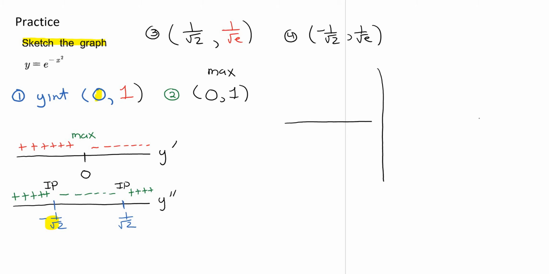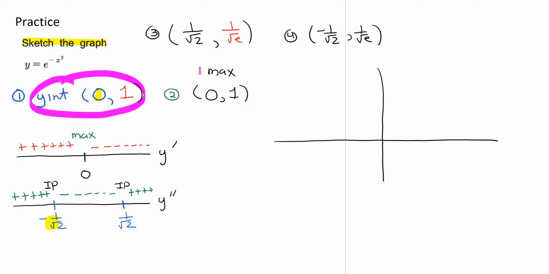So here's my xy axis. We'll do our very best to sketch this. Maybe I'll draw my x-axis a little bit lower here. The very first thing you should do is plot your y-intercept and your maximum. It seems like the y-intercept and the local max, or the absolute max in this case, are the same point. So let's put a point right here. This is the point (0, 1).